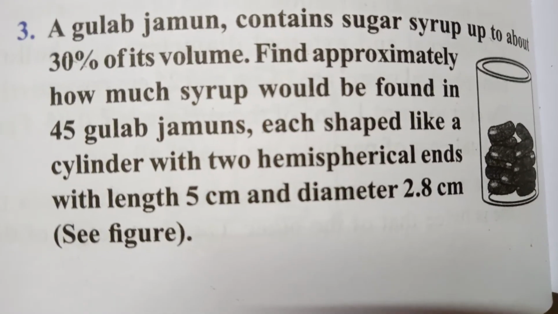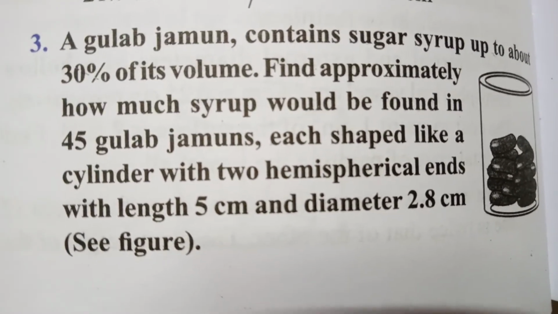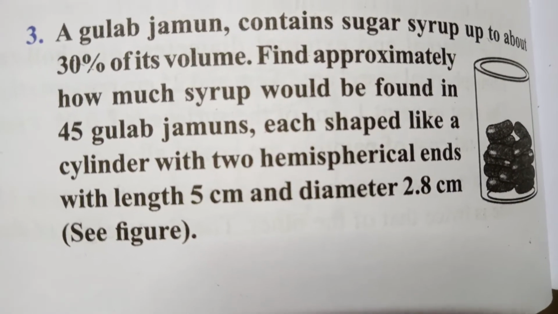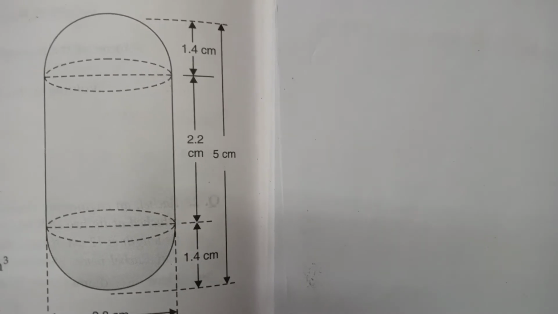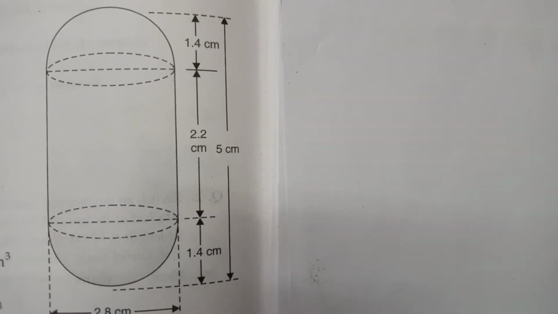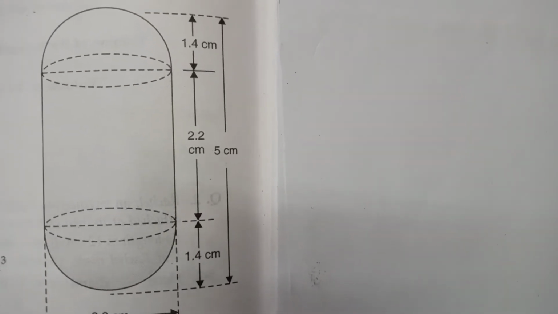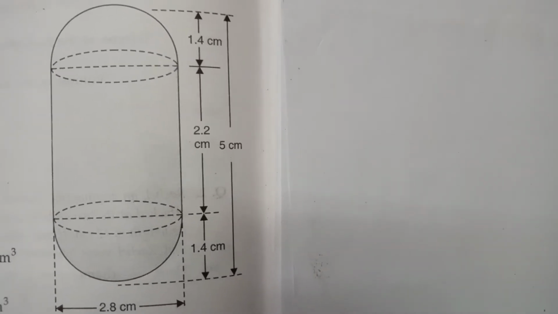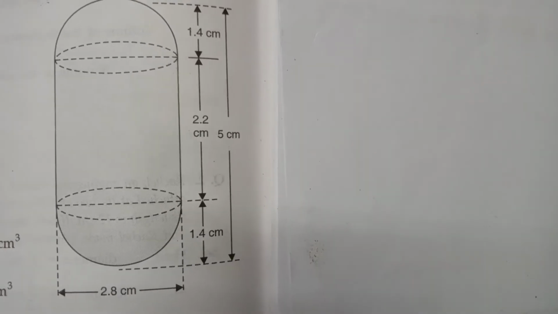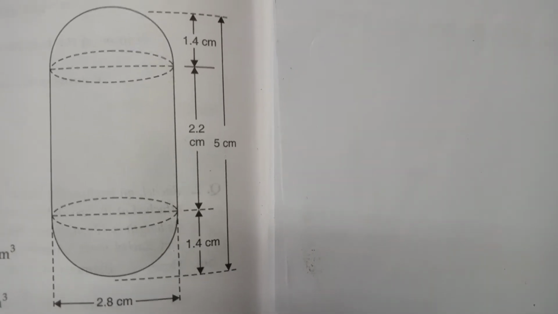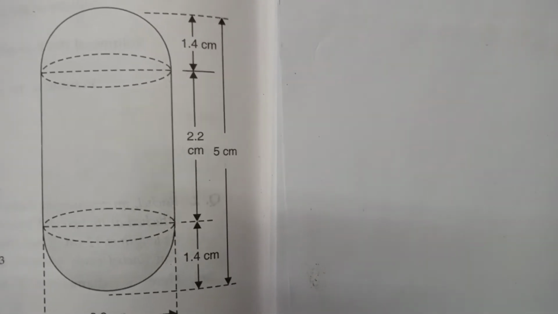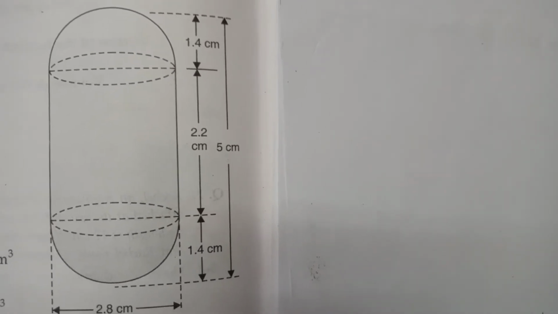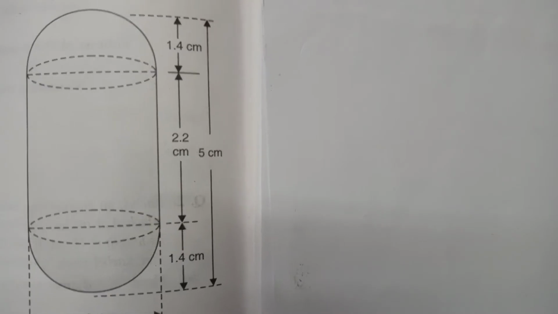Each gulab jamun contains 30% sugar syrup. Then what is the syrup totally contained in 45 gulab jamuns? Now here you are seeing a rough diagram of the gulab jamun, how the spherical ends are attached to the cylindrical part. This is the rough diagram which is given in the question: spherical ends and the cylinder part, the shape of the gulab jamun.